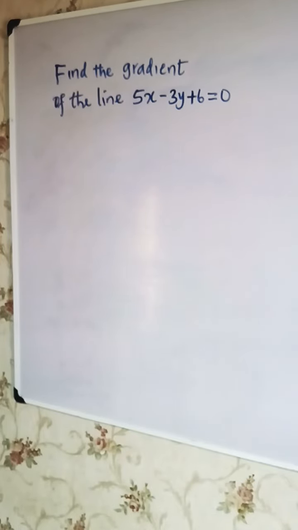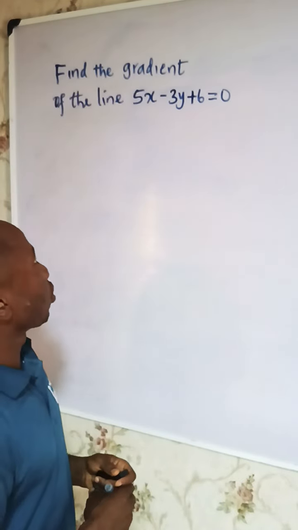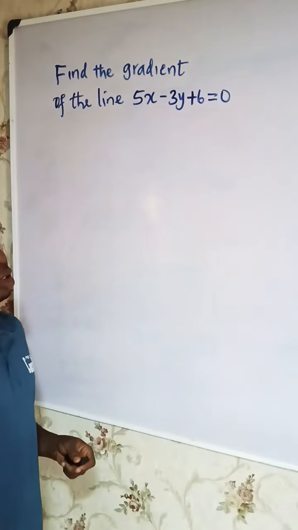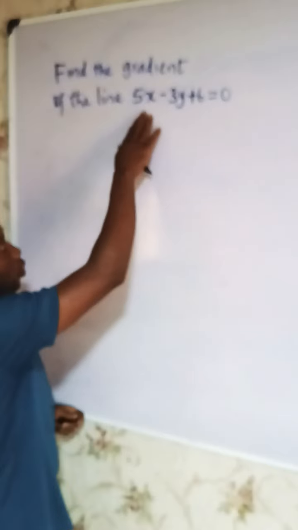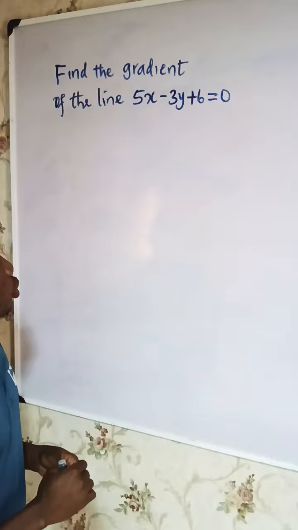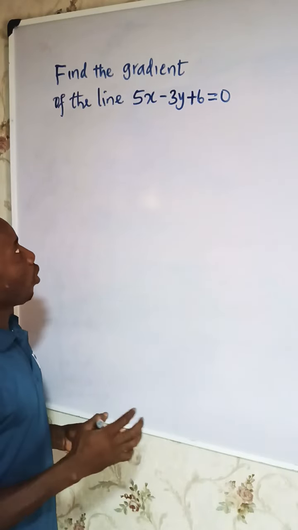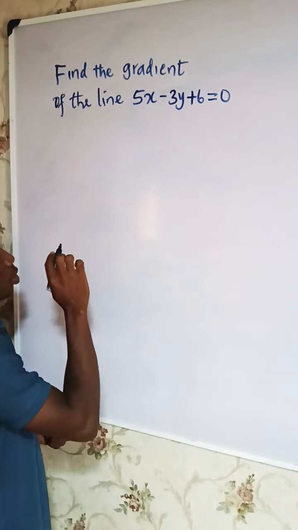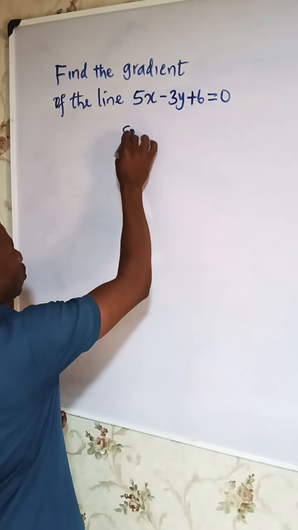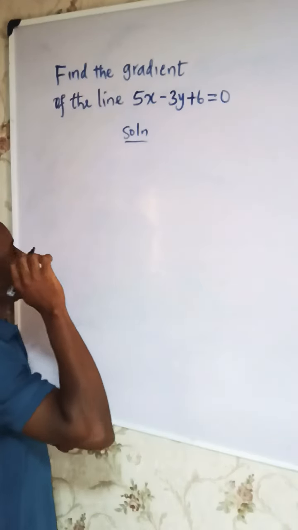Okay, let's look at this equation. We have to find the gradient of the line, which is this. If we look at this very well, you discover that this is a straight line equation. And if I have to find the gradient of a straight line, it's very simple. The first thing you need to do is to pull down this to the solution.